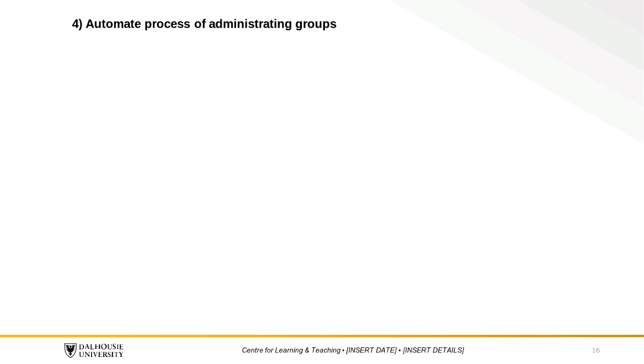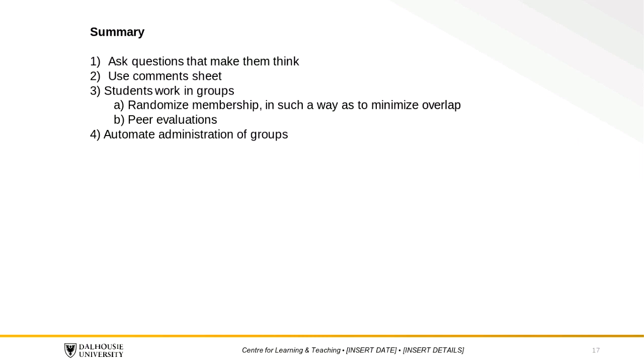So in summary then, try to ask questions that make them think, because then it doesn't matter if they go on the internet or search things up or not. Also use some kind of way to really speed up writing comments for them. Get students to work in groups and randomize membership. Do peer evaluations, and you have to automate this all. You don't have to spend time in the administration of the groups.